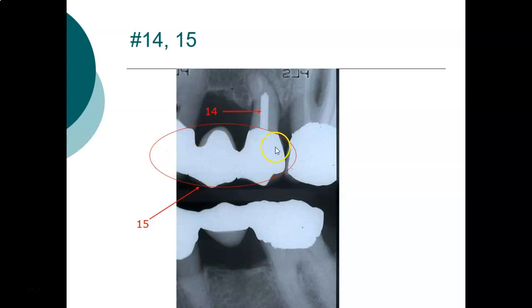So we have a bridge. Here you can see another bridge, another 3-unit porcelain fused to metal bridge, or it could be an all-metal bridge because I don't see anything on the top that looks like tooth colored.